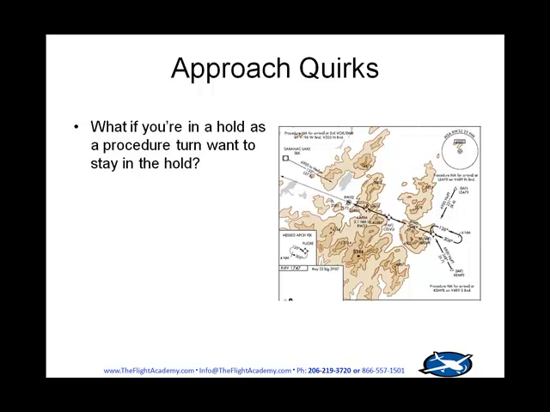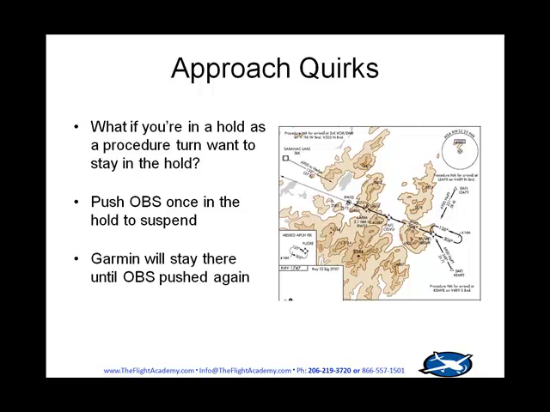Normally, the GPS would cycle to the next fix in the approach upon crossing the holding fix inbound. We don't want that to happen. We want to stay in the hold. So we can reach up and push the OBS button on the Garmin. SUSP, or suspend, will appear just above the OBS button, and the holding fix will stay active. Once the pilot is ready to proceed inbound, he can push the OBS key again. The GPS will now cycle to the next fix when the airplane passes the holding fix inbound.